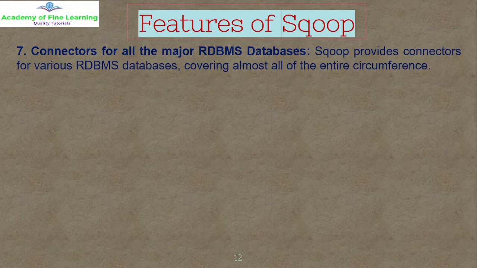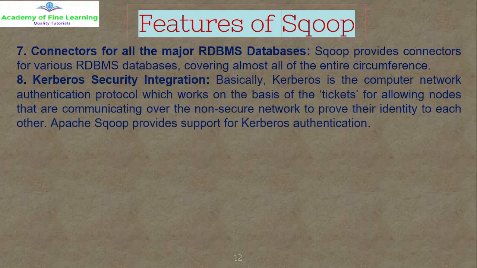Similarly, you have the Kerberos security available over there. What is the Kerberos security? It is a computer network protocol for authentication. It requires ticketing. It provides the ticket from the user to the authentication system. So suppose the ticket is your username and password. Based on that, when the network is non-secure, you can provide your identity and then you will get the login.